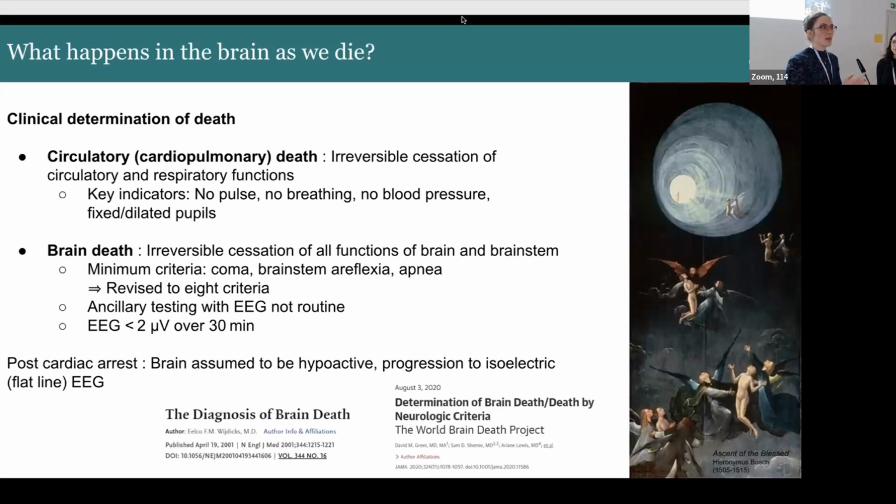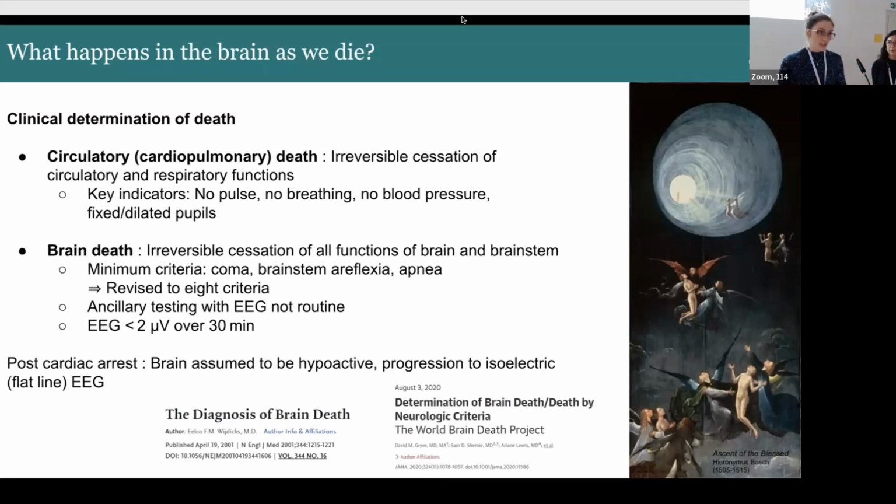There are two main ways of doing this. The first is cardiopulmonary death. This is where the heart and the lungs have irreversibly ceased to function. This often occurs where resuscitation is either not possible or has failed. Following this, after the brain no longer has oxygen supply, brain death then follows.